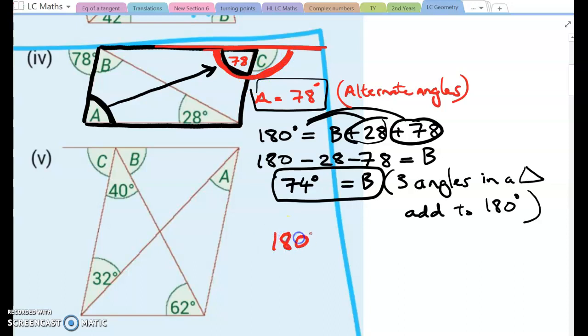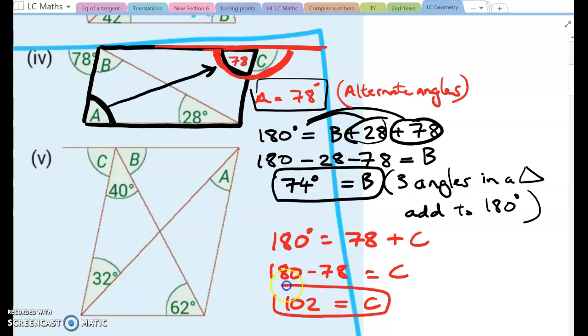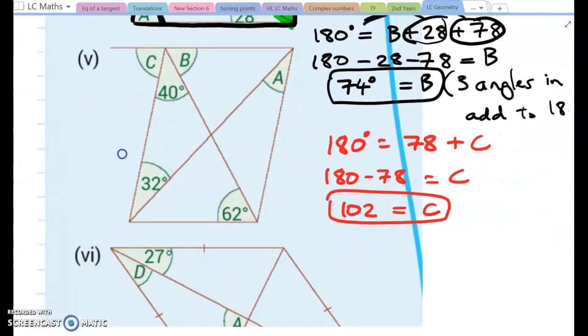So we know that 180 is equal to 78 and C put together. So that means if we take away the 78, we'll get what C is. We know that C is 102. Now, there were other ways we could have found C. Indeed, there are other ways you can find A and B as well. You just use whatever way gets you the answer in the end. We could have used the rule that says two internal angles of a triangle add up to the external one. That would have worked just as easily. But that's what A is, that's what B is, that's what C is. Okay, on to the next one.